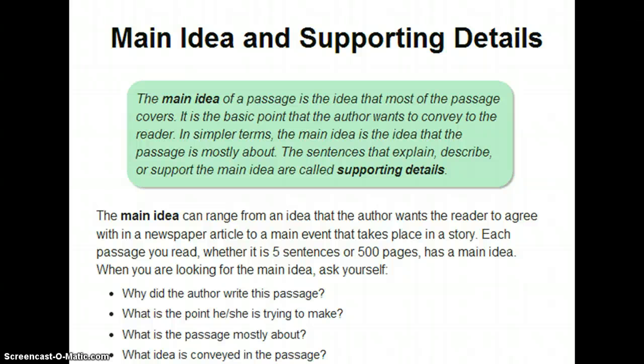The main idea can range from an idea that the author wants the reader to agree with in a newspaper article to a main event that takes place in a story. Each passage you read, whether it is 5 sentences or 500 pages, has a main idea. When you are looking for the main idea, ask yourself, why did the author write this passage? What is the point he or she is trying to make? What is the passage mostly about? What idea is conveyed in the passage?